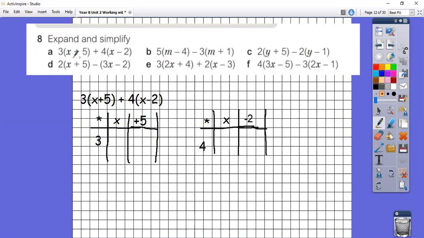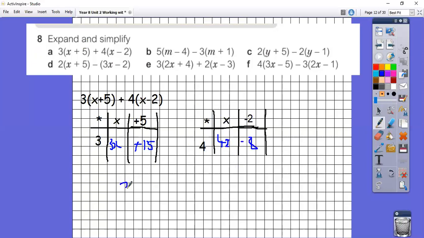So we've got 3 in brackets x plus 5. Then on the right hand side, we've got 4 multiply x minus 2. So again, 3 times the x is 3x. 3 times the 5 is a positive 15. Remember, this is a positive 3. There's no negative sign in front of it, so that tells us it's a positive 3. So positive times a positive is a positive 15. Then on the right-hand side, we've got 4 times x is 4x. 4 times negative 2 is a negative 8.